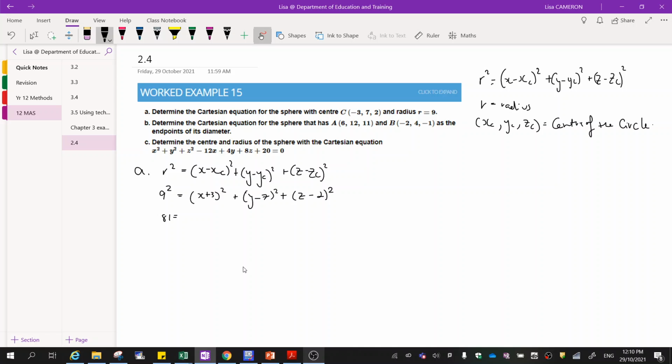Get it into that form. Now, it does say Cartesian equation, but we're happy with that for now. So instead of having the 9 squared, we'll replace that with the 81, and then this would all be the same up to there. Okay, B.